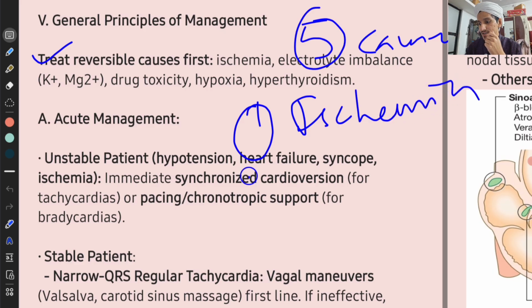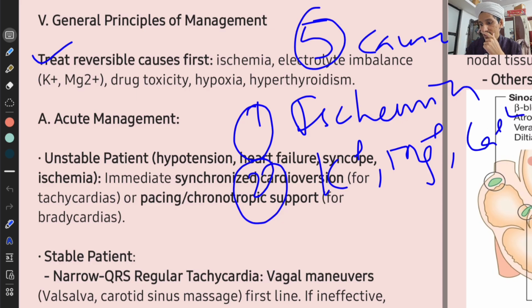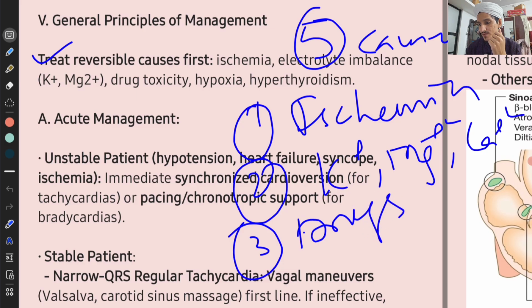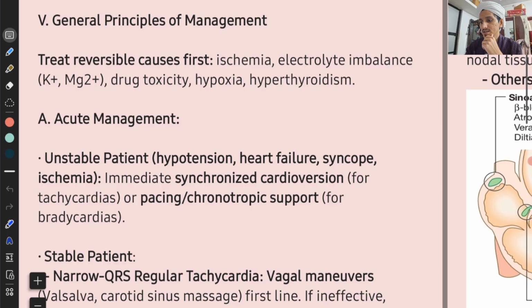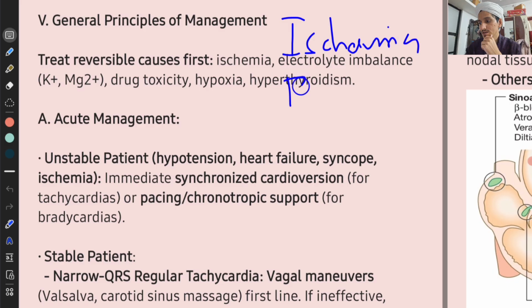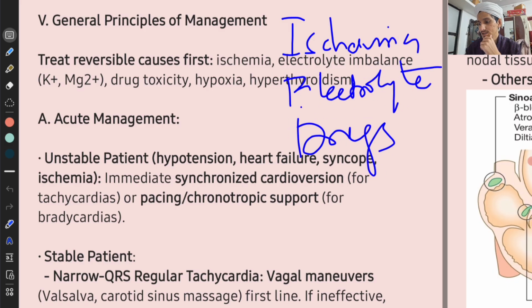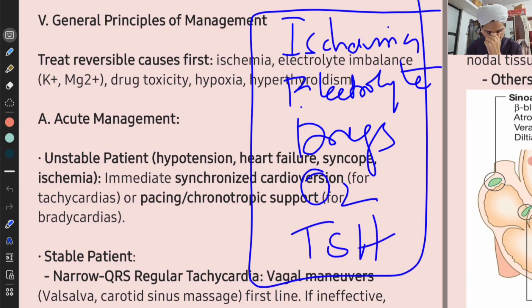Number 2, electrolyte disturbances like potassium, magnesium, calcium. Number 3, drugs. Number 4, hypoxia. Number 5, hyperthyroid. Or you can remember like this: ischemia, electrolyte, drugs, oxygen, TSH. These are the 5 important causes you should bear in mind.